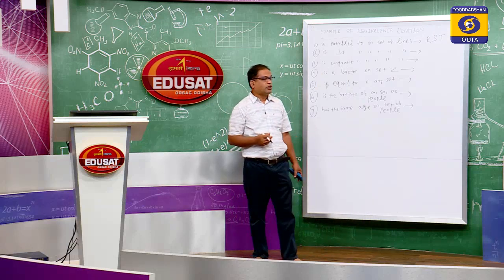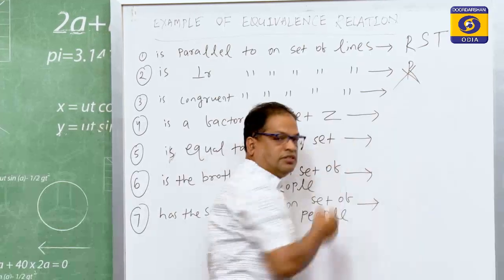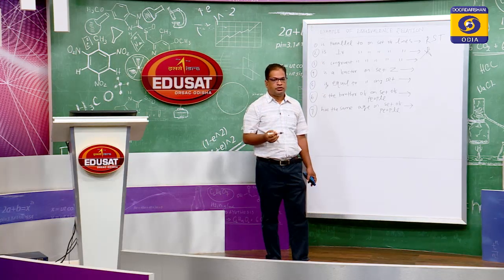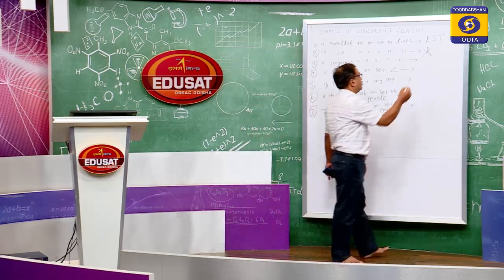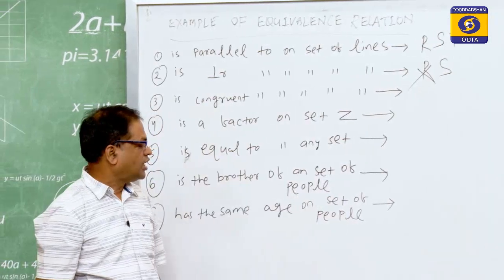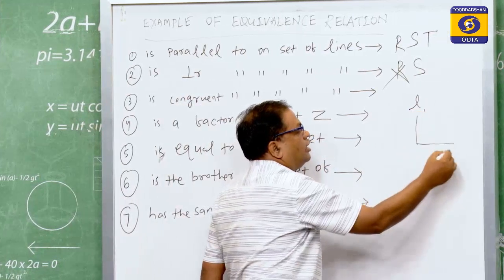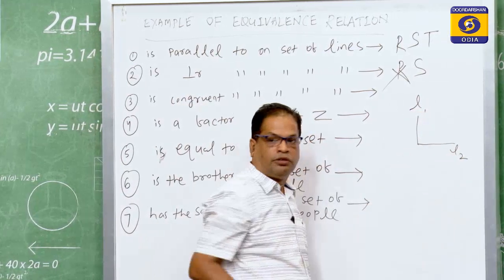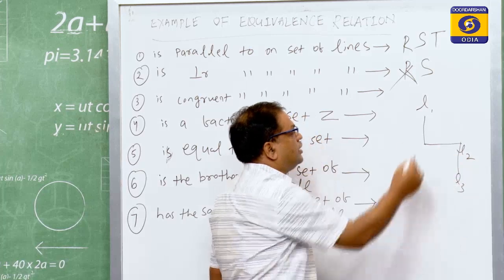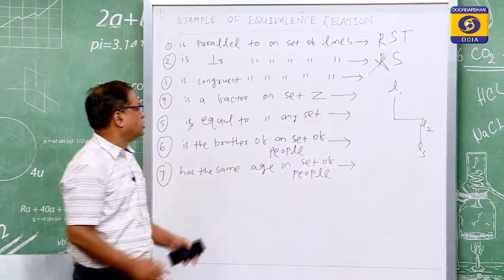Next is "is perpendicular to" on the same set of lines. So no line is perpendicular to itself. So this is not reflexive, and it is symmetric because if L1 is perpendicular to L2, then L2 is also perpendicular to L1. So this is symmetric. Next, whether it is transitive: L1 is perpendicular to L2, and L2 is again perpendicular to L3. Then L1 is not perpendicular to L3. This is of course in 2D, not in 3 dimensional. So this is not transitive.